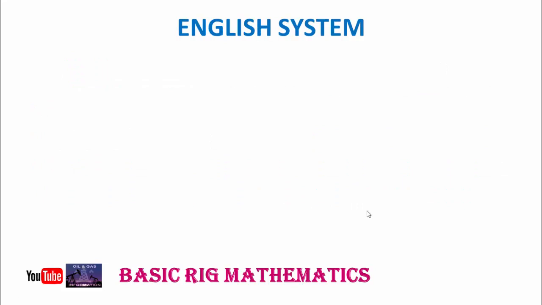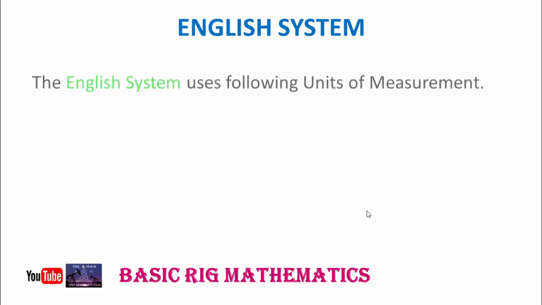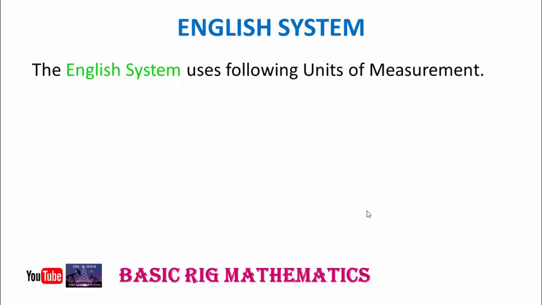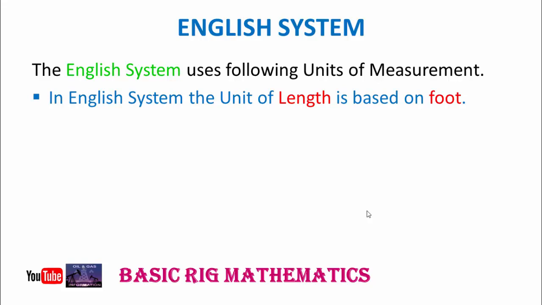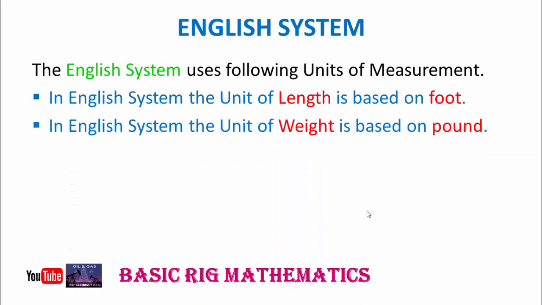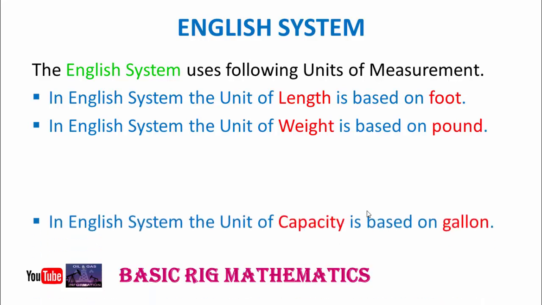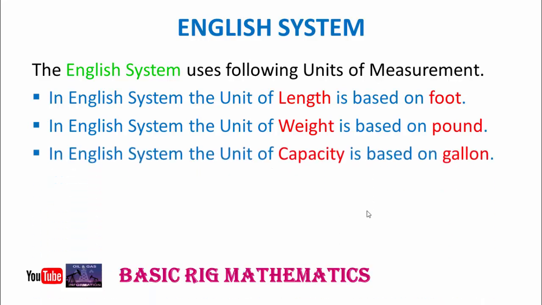Now we see the second system, which one is English system. The English system uses following unit of measurements. In English system, the unit of length is based on foot, the unit of weight is based on the pound, and the unit of capacity is based on the gallon. In the English system, you can see the length is measured in the foot, weight is measured in the pound, and the capacity is measured in the gallon.